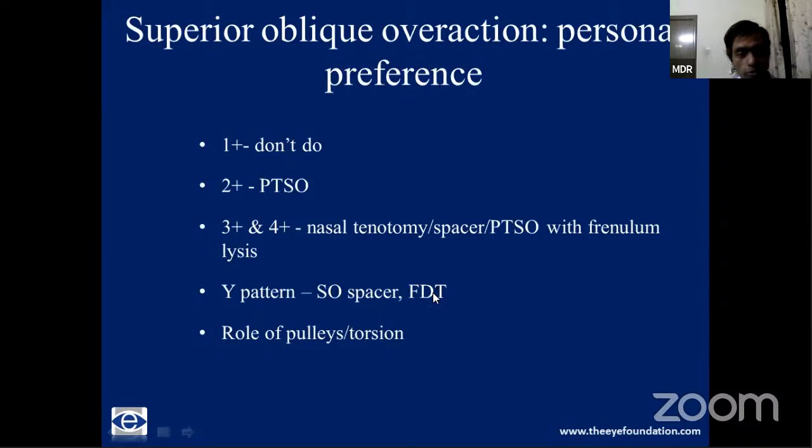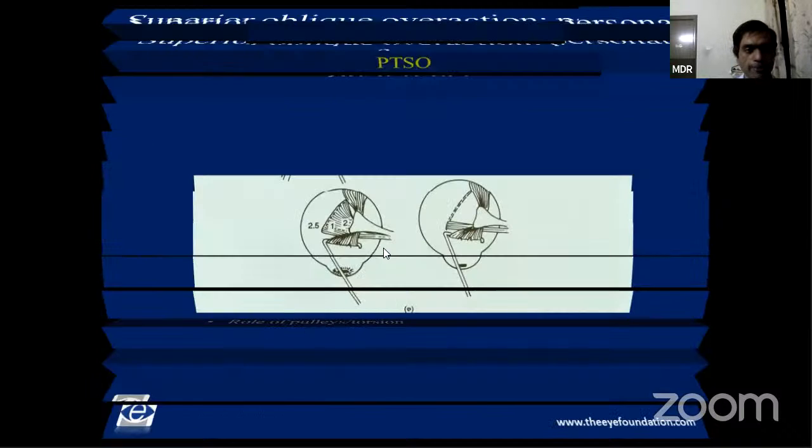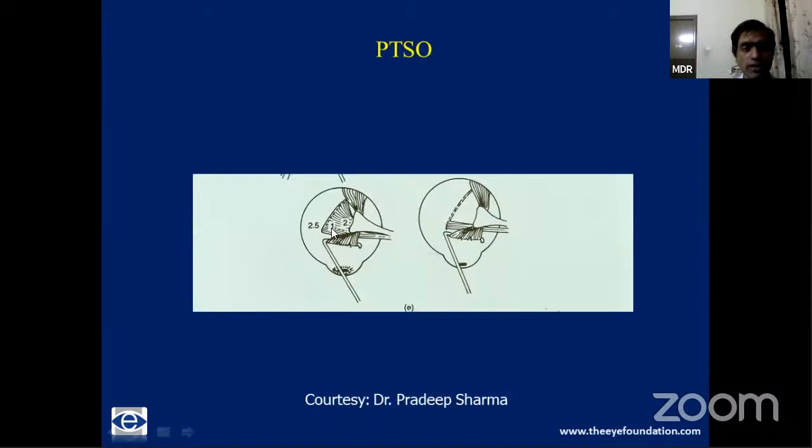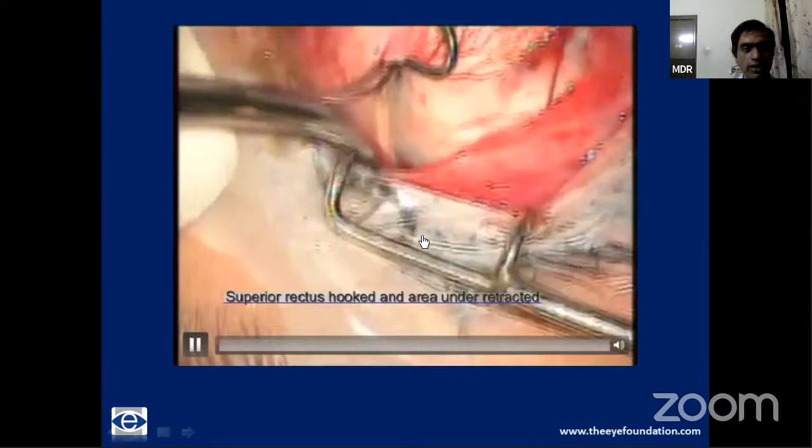Again, for Brown syndrome, you would do a spacer. So this is again from Sir's book. You would remove a 10 millimeter segment, posterior 7, 8, leave only anterior 1 millimeter. That's what I do these days.